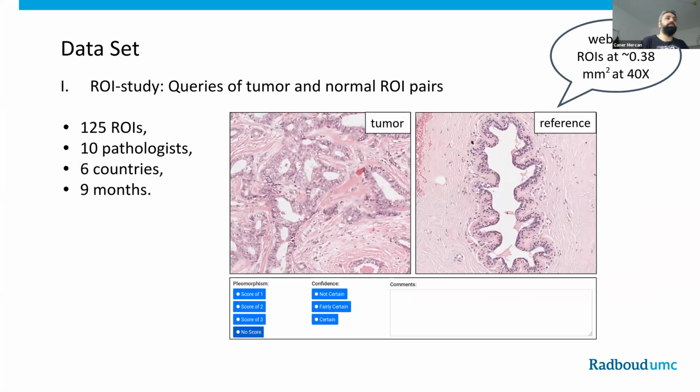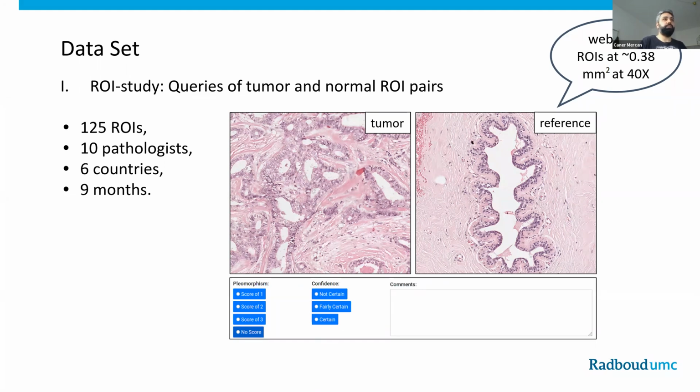But before going into the details of the methodologies, I want to talk about the data sets. We conducted 2 different studies in this research. The first of which we call the ARISE study. Here we selected 125 tumor regions from 39 whole slide images. And we built a web app and invited 10 pathologists from different parts of the world to score nuclear pleomorphism on the tumor regions. And on the right, you can see a query from the web app.